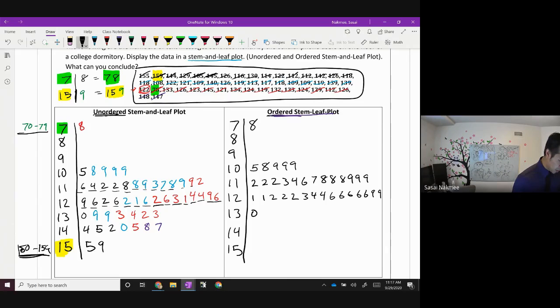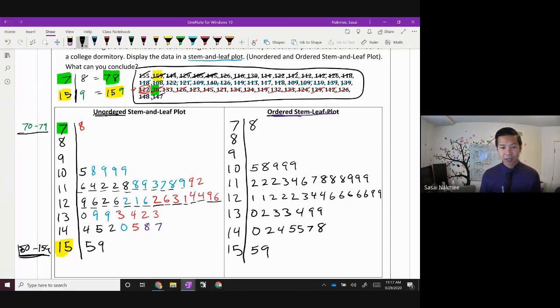This next one is going to be 0, 2. There's 2 3s there. There's a single 4, and then there's 2 9s there. The one after that has a 0, a 2, a 4, 2 5s, a 7, and an 8. And the very last one has a 5 and a 9. And that's your ordered stem and leaf plot. That's it. That is it right there.